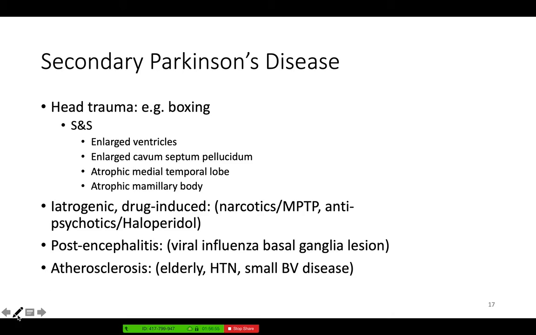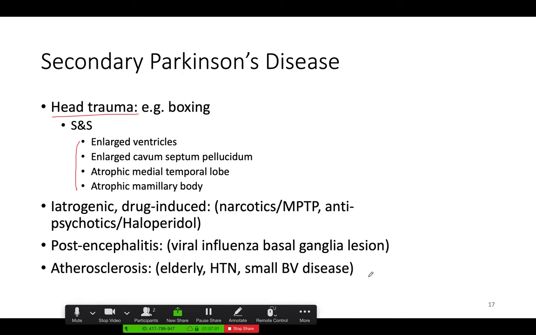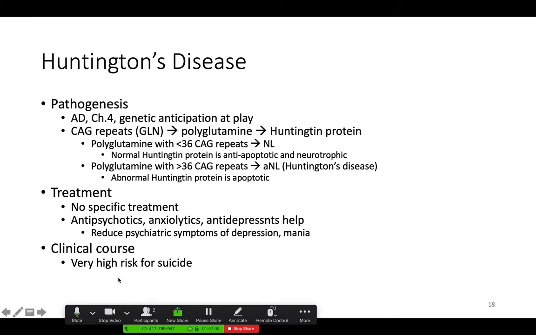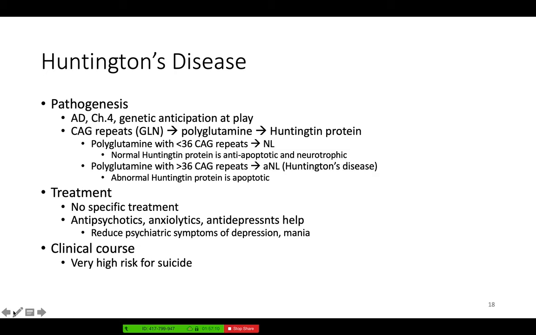Secondary Parkinson's disease can be seen in patients that have excessive head trauma with some of these signs and symptoms. Okay, these are not terribly high yield. Parkinson's disease is really enough of a disease on its own. You're not going to get secondary Parkinson's disease. You will get questions on Huntington's disease, so be able to differentiate these two and know that this is a genetic chromosomal abnormality with anticipation. So what is anticipation?